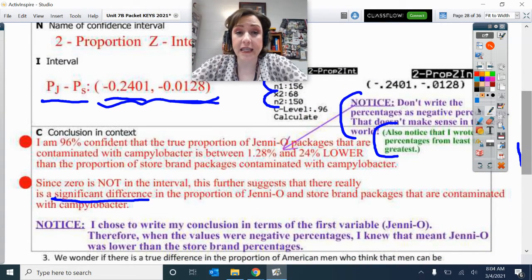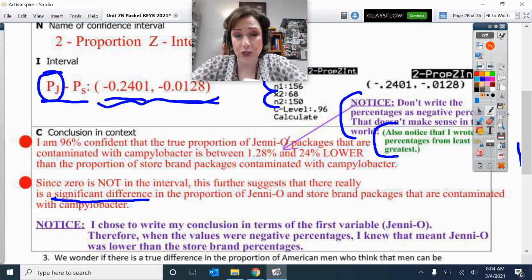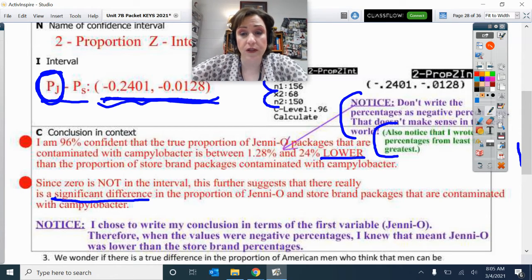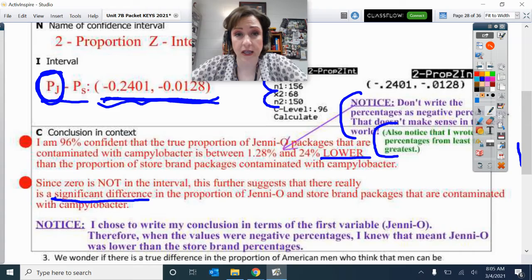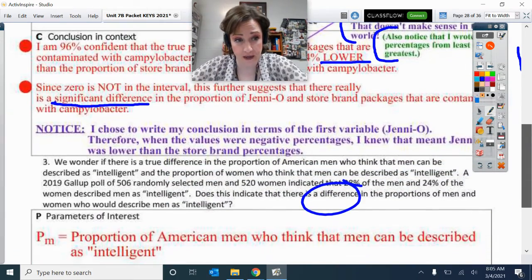Now, again, remember that I always choose to do my information in terms of the first one. So since these are negative, I know that the Genio is lower than the store brand. Okay, if they were positive, then the Genio would be higher than.